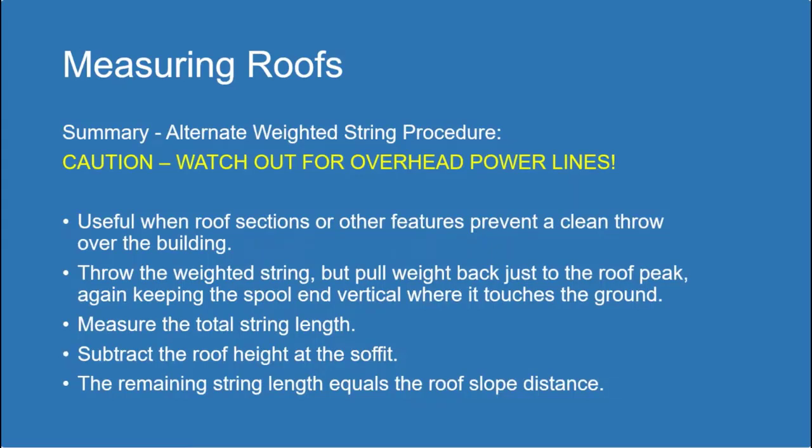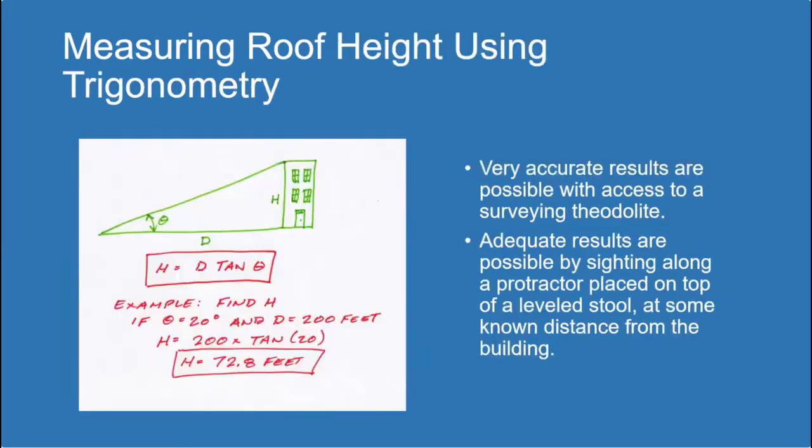So when you can't get a clean throw, or there's a tree behind the building or some other thing like that, throw the weighted string, but pull the weight back just to the roof peak, again keeping the spool end vertical where it touches the ground. Measure the total string length, subtract the roof height at the soffit, and the remaining string length equals the roof slope distance. Now there's another method when you can't use the string method or it's not practical. You can do this with a bit of trigonometry.